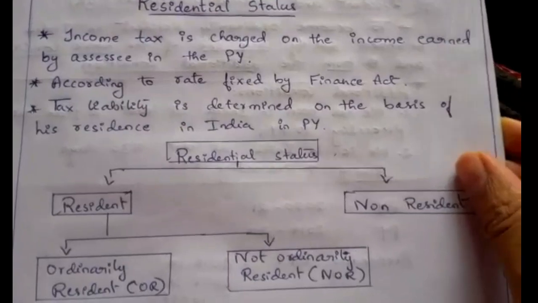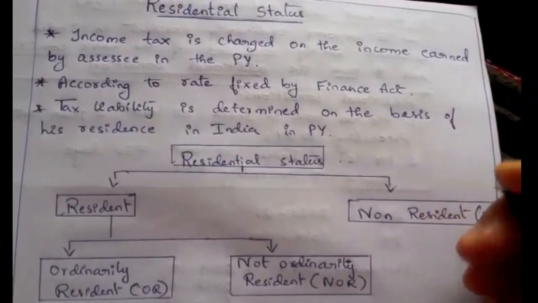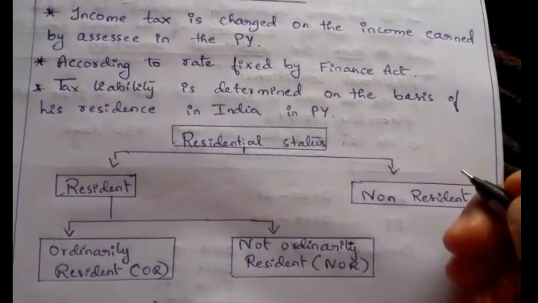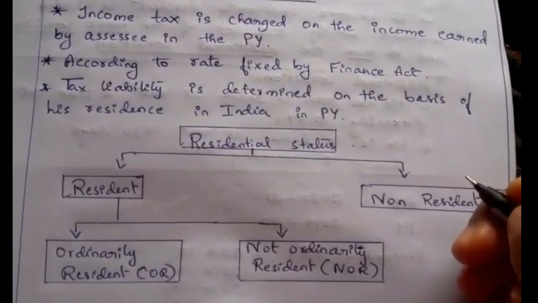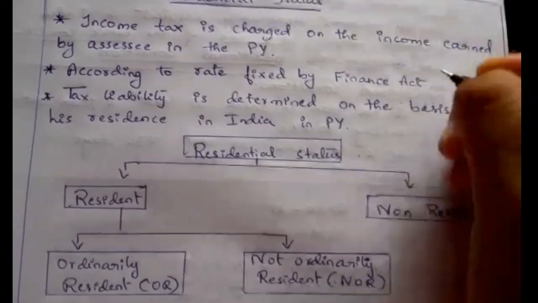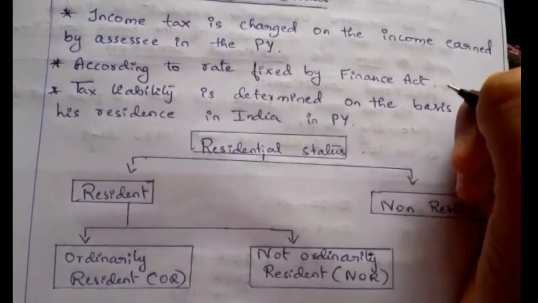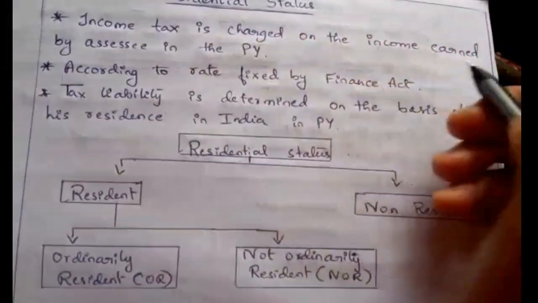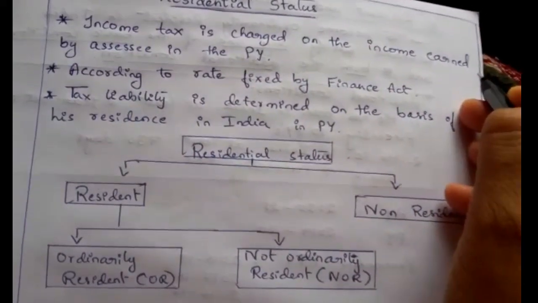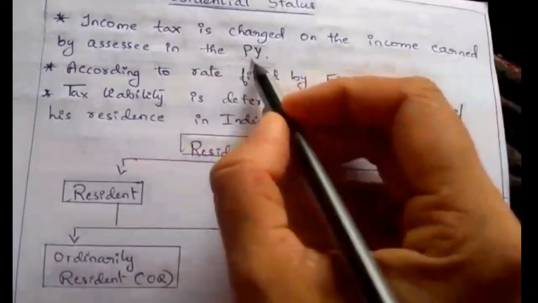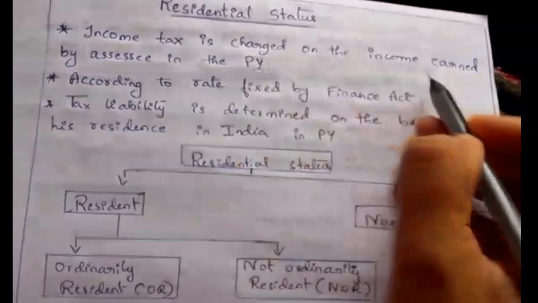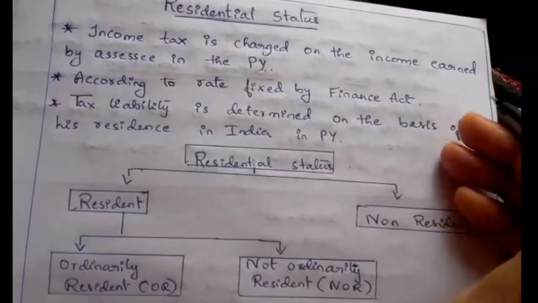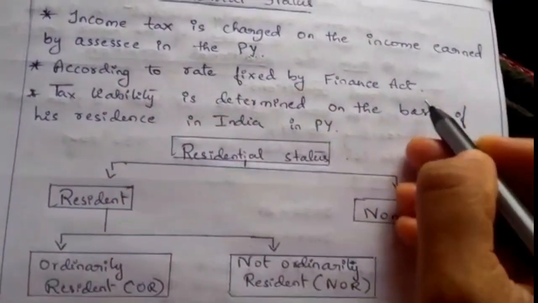Every assessee has to pay income tax if his total income exceeds the basic exemption limit, that is rupees 2,50,000. If the total income exceeds 2,50,000, then he has to file income tax returns. This income tax is charged on the income earned by the assessee in the previous year, according to the rate fixed by the Finance Act.